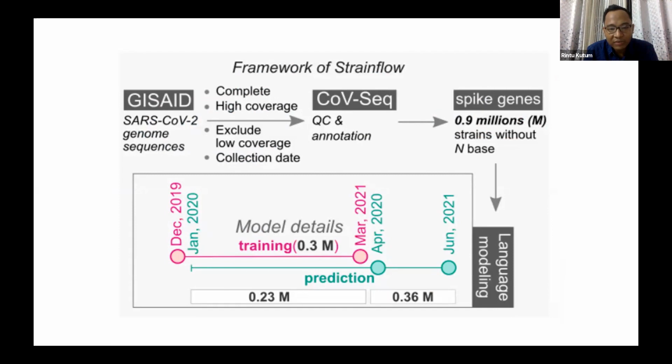Then we have a very high QC and annotation methodology. We are using the CoV-Seq algorithm. Then we extract only the spike genes from those sequences, around 0.9 million strain sequences. Then in the language modeling aspect, we trained our model from December 2019 to March 2021, trying to learn the information content underneath the spike genes using the word2vec model. Then since we have collected the data from April to June, and some of the datasets were from the past, the prediction included data from January 2020 to June 2021.